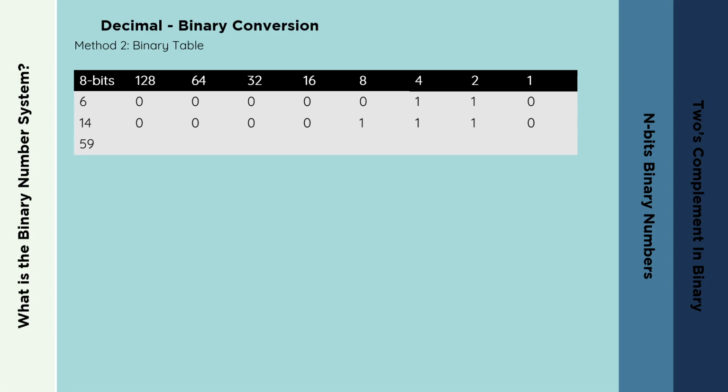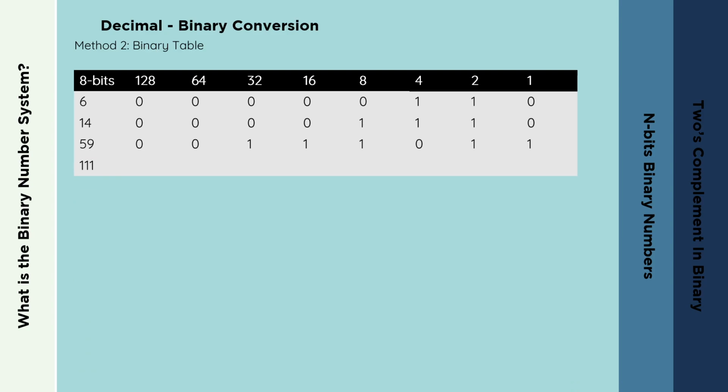The next example we have is 59. Now we know that 128 and 64 is bigger than 59, so those two obviously won't be used. As for 32, it is used. You just need to come up with which values are needed to add to 59. So we have 32 plus 16, plus 8, we won't be using 4, plus 2, and plus 1.